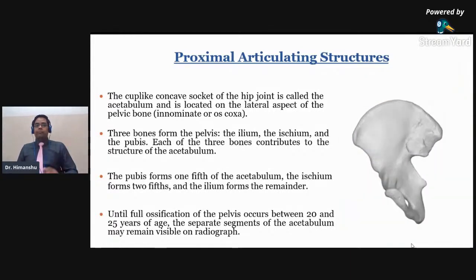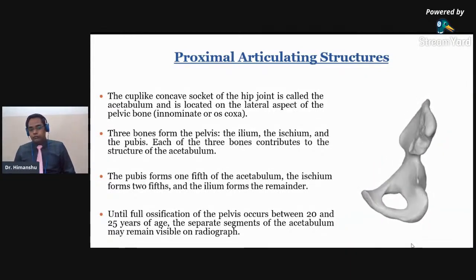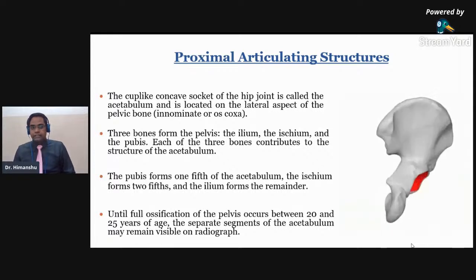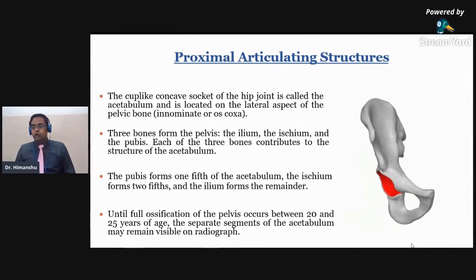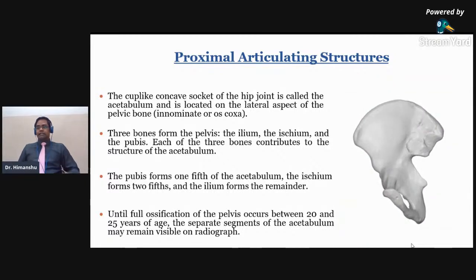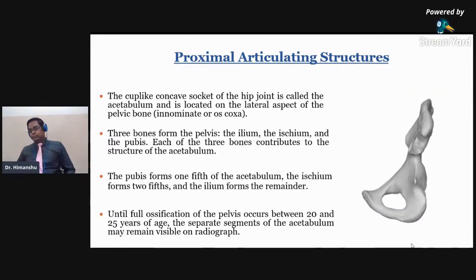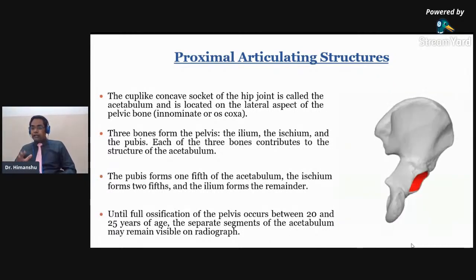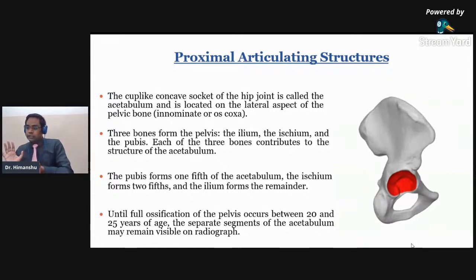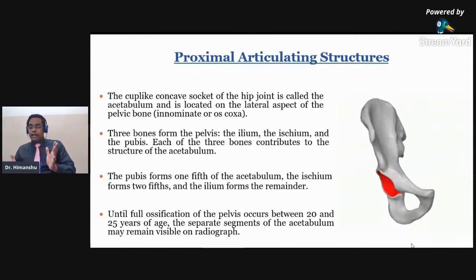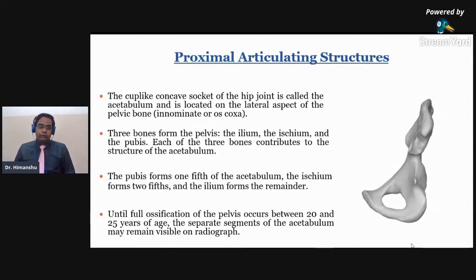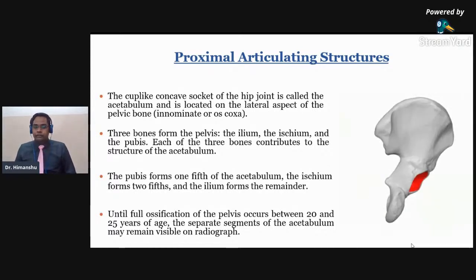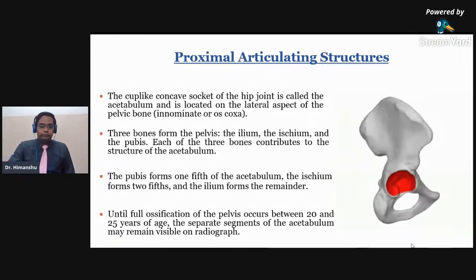Okay, so the cup-like concave socket of the hip joint is called the acetabulum and is located on the lateral aspect of the pelvic bone, or the innominate or os coxa. So it lies on the lateral aspect of it. More lateral, a little more oriented anteriorly, and a little more inferiorly oriented. We'll be talking about the orientation of the acetabulum here. I've told you that the 3 bones form this.